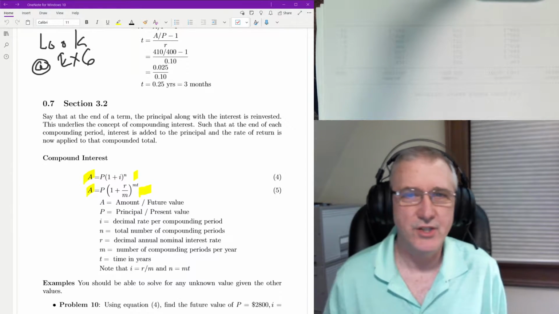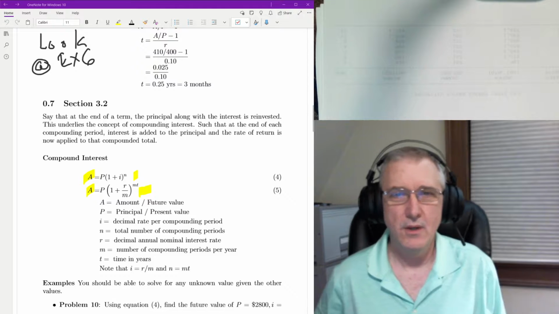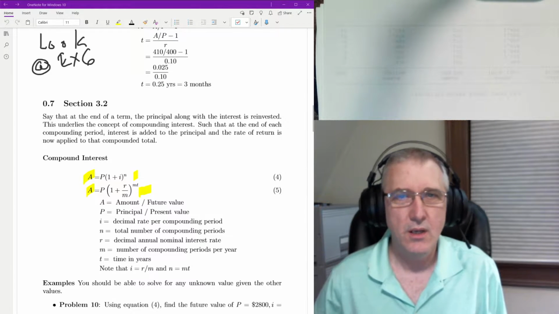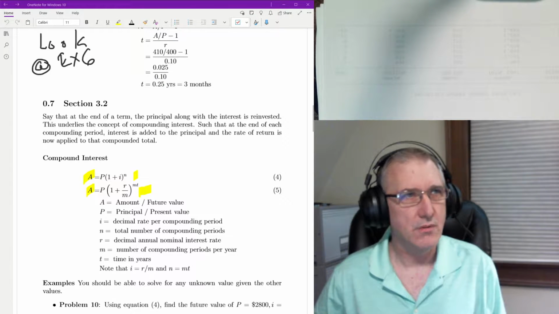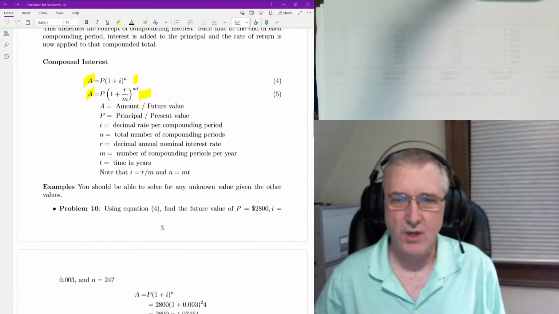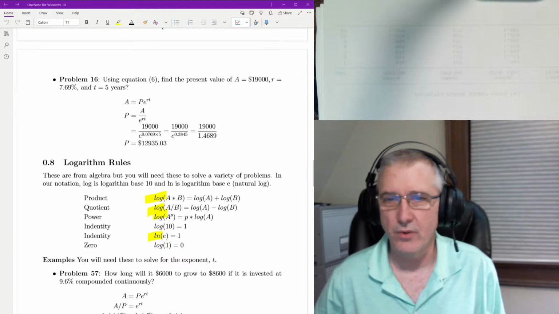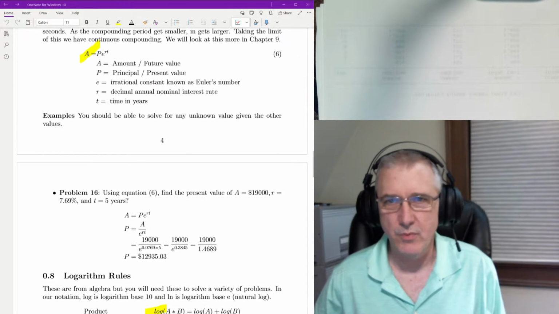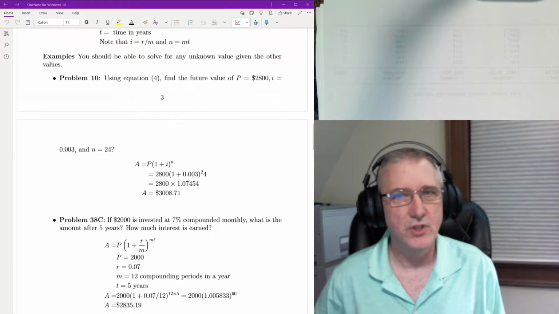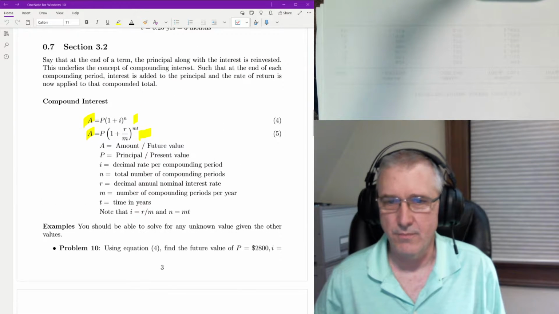Good evening. This is still part of Lecture 1, Section 3.2. I'm going to cover some of the example problems for compound interest, for continuous compound interest, and I'm going to use the logarithm rules. And we're going to be using the DocCam to do this. So let's get started.